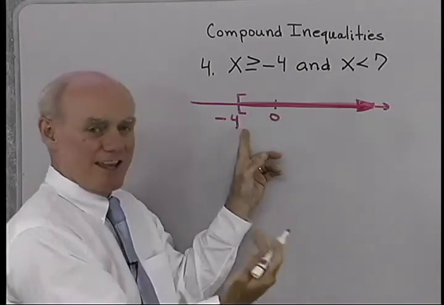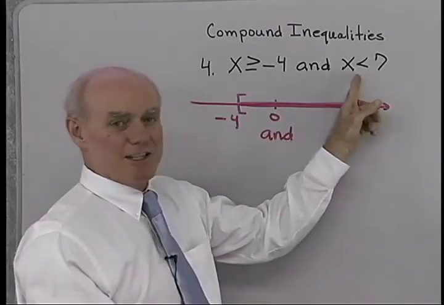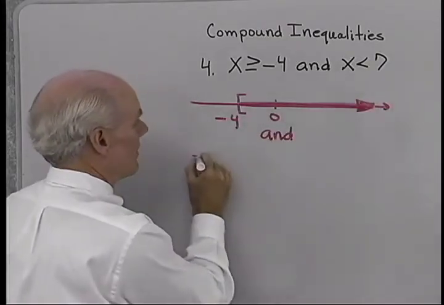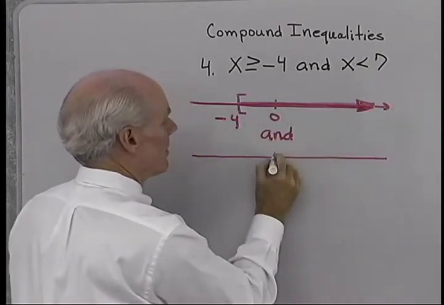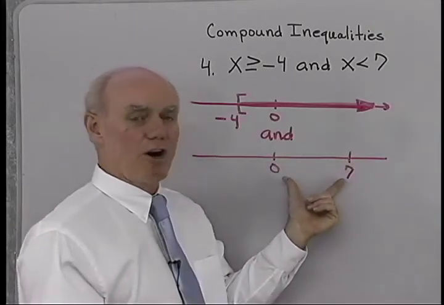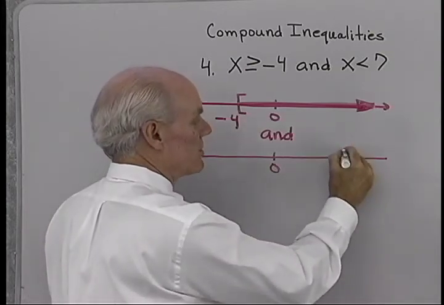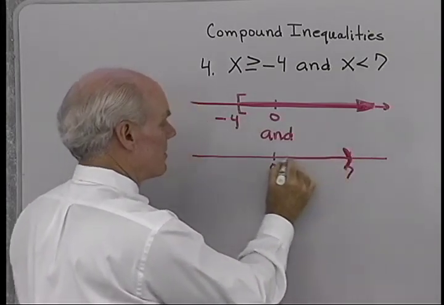Now I want to connect that with the word and to the graph of x is less than 7. So I'll draw a number line again, put in 0, here's 7, and I want to graph all the numbers on the number line that are less than 7. So it won't include 7. I'll use my parenthesis. Goes down this way.